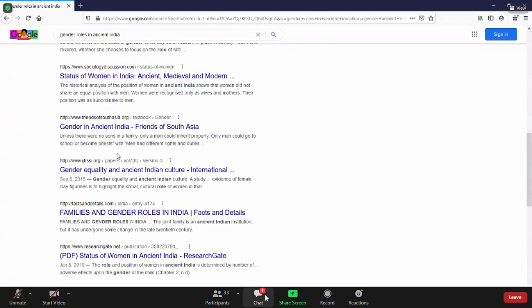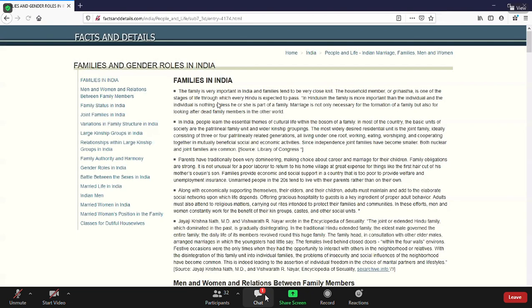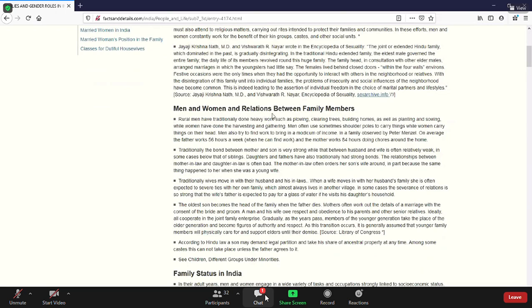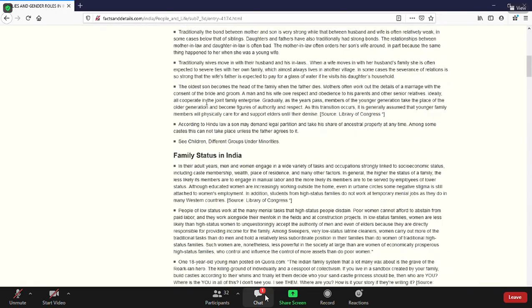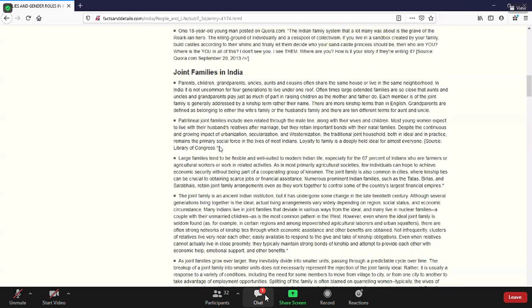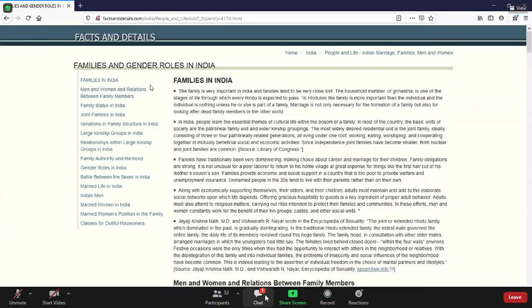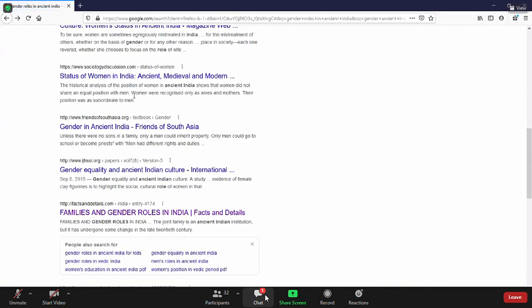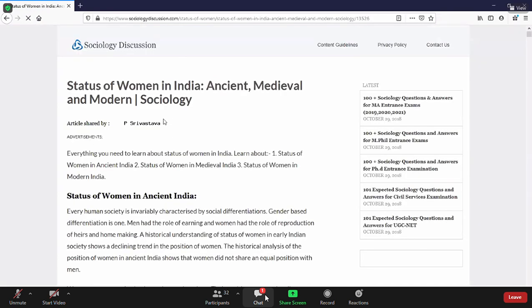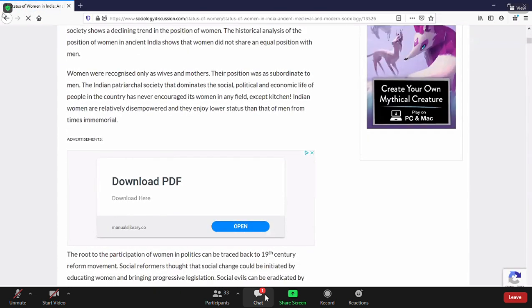And you have several sites you can go to. This will tell you a lot about family, how it was organized in ancient India, men and women, relationship between members, family status, joint families. So you can read up on this. You could go to this website, Sociology, and they give you discussions.